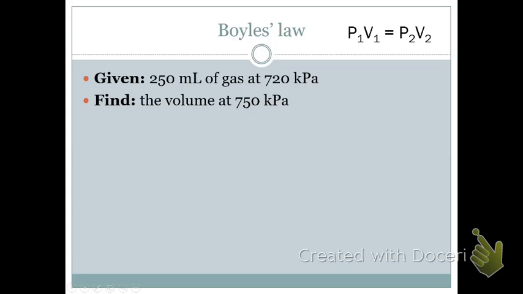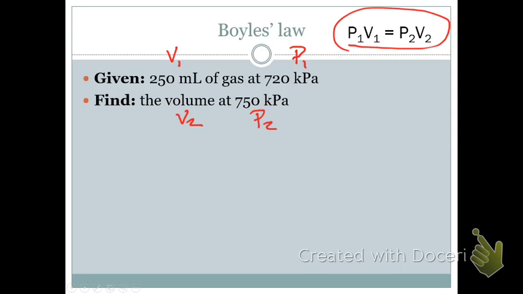In the case of this, we have our condition 1, which is a volume 1, at 250 milliliters. We have our pressure 1 at 720 kilopascals. The next condition is the volume that we do not know, but we do know our change in pressure. So, using Boyle's law, it is a simple plug and chug. P1 goes where P1 goes, V1 goes where V1 goes, P2 goes where P2 goes, and V2 is, of course, what we're trying to find.